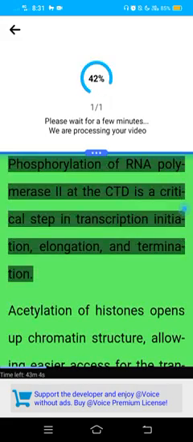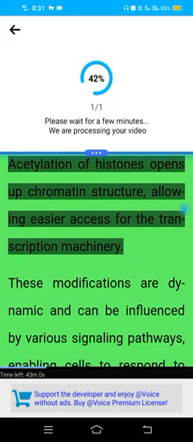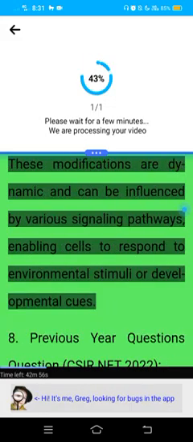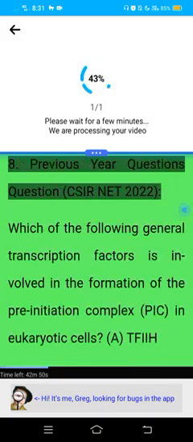For example, phosphorylation of RNA polymerase II at the CTD is a critical step in transcription initiation, elongation, and termination. Acetylation of histones opens up chromatin structure, allowing easier access for the transcription machinery. These modifications are dynamic and can be influenced by various signaling pathways, enabling cells to respond to environmental stimuli or developmental cues. 8. Previous year questions.